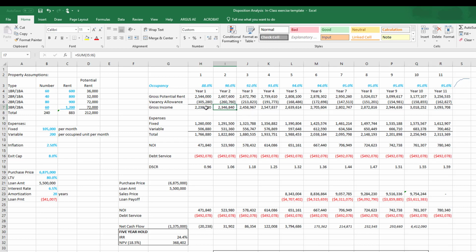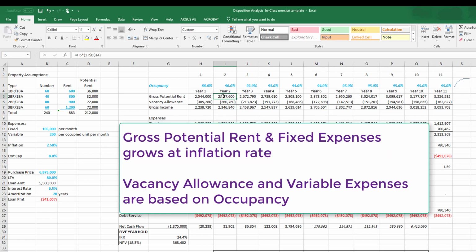This, by the way, is not growing at 2.5%. Actually, sorry, this number is a function of the input given here with occupancy. So it has nothing to do with the inflation, only in a follow-on manner, because this is tied to inflation. This is indirectly tied to it.